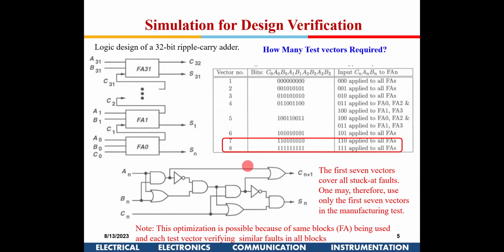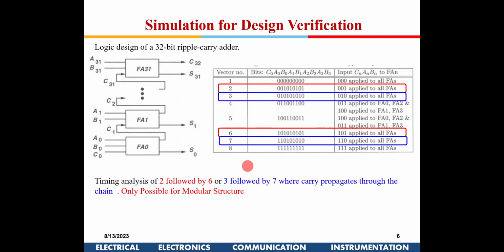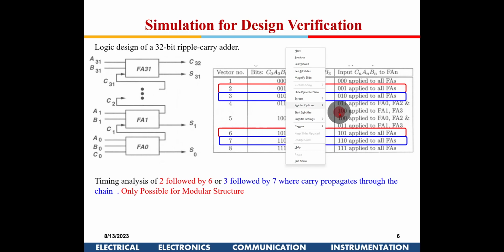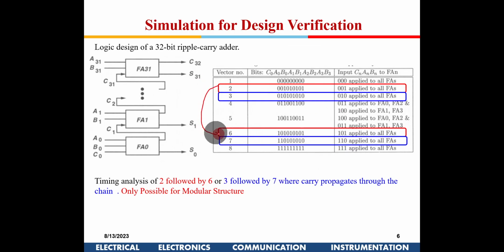Okay, so this is one thing, and then if I have to find the delays, the maximum delay is when the carry comes from here, and then it propagates from here to here, here to here, through all these things. So one is, I give 0 0 1 input to all of them, and the next vector should be this 2 followed by 6. Now if you see here, it is 1 0 1, so one carry will be generated from here.